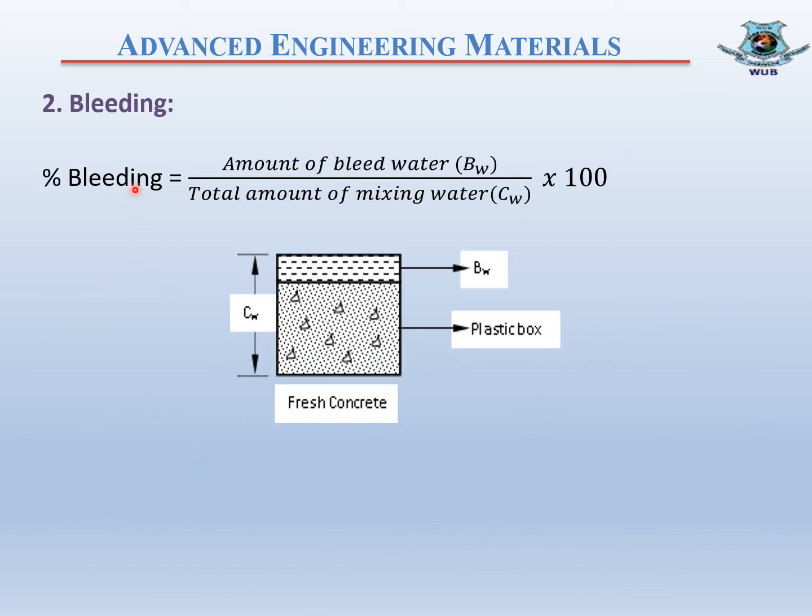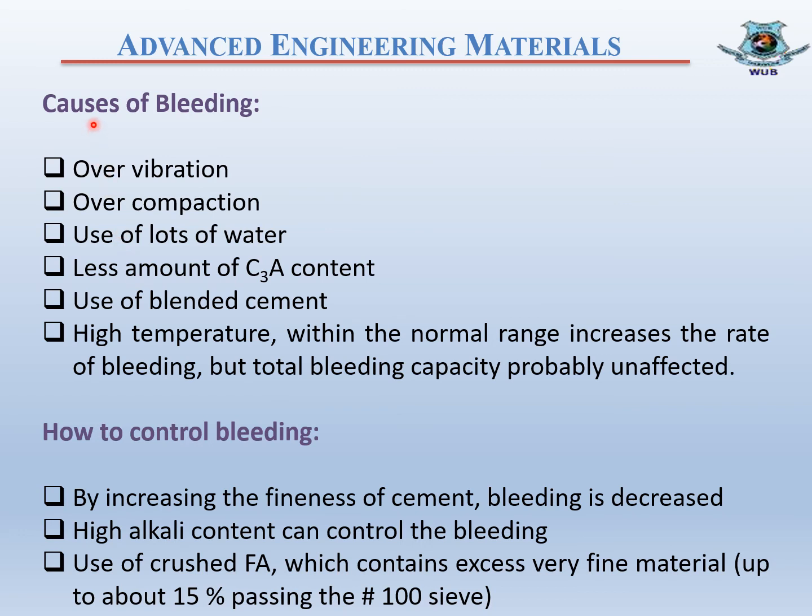Percentage of bleeding can be calculated using this equation: percentage of bleeding equals amount of bleed water, that is BW, divided by total amount of mixing water, CW. Causes of bleeding. Bleeding may be caused by over vibration, over compaction, use of lots of water, less amount of alkali content, use of blended cement.